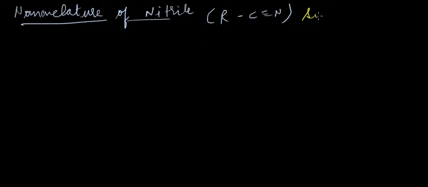Okay, so hi guys, we'll be starting off with the nomenclature of nitrile group. Nomenclature of nitrile. So I hope you remember what is nitrile. Nitrile is R C triple bond N, and the suffix we'll be using to name the organic compounds having a nitrile group is simply nitrile.